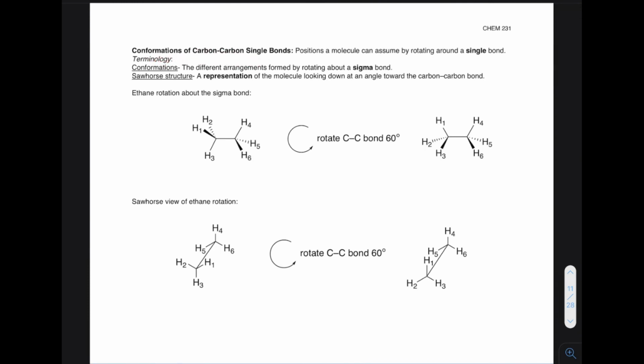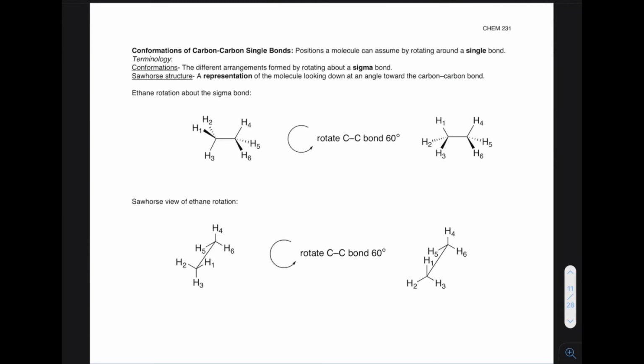Okay, so when we say conformations of carbon-carbon single bonds, what we mean is: what are the positions a molecule can assume by rotating around a single bond? And by conformations, that means the different arrangements formed by rotating about a sigma bond, that single bond. Something that'll be useful in thinking about this is something called a sawhorse structure, which we'll talk about in a second. This is a representation of a molecule looking down at an angle towards that carbon-carbon single bond.